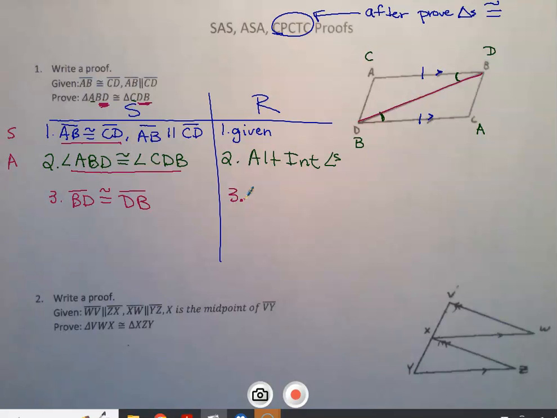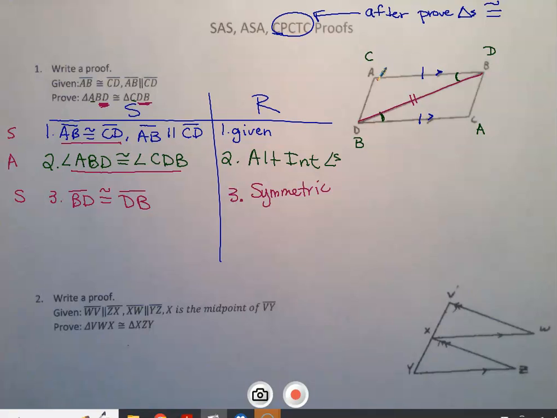Reflexive? You guys agree with reflexive? On your quick reference sheet, we've got reflexive, symmetric, transitive. Probably symmetric. Good. We go with symmetric there. All right. So we just proved another side, right? So we've got a side congruent, an angle that's included, and the other side.